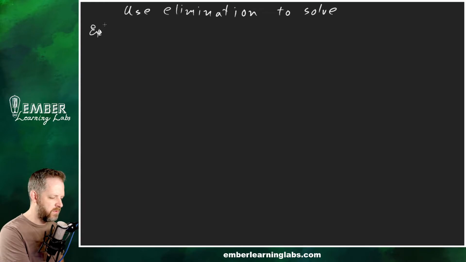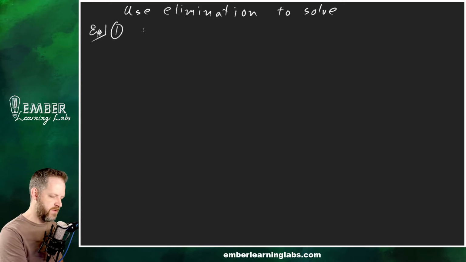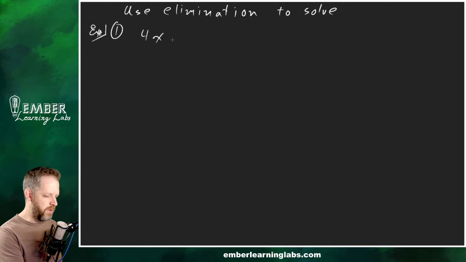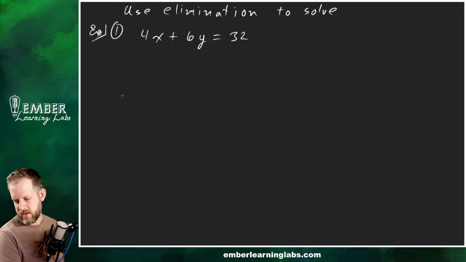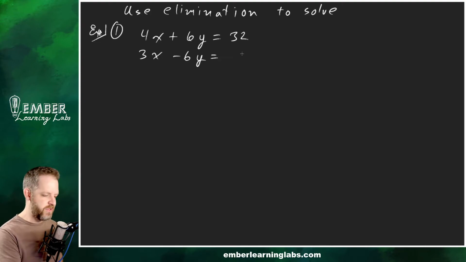Example 1. 4x plus 6y equals 32. 3x minus 6y equals 3.